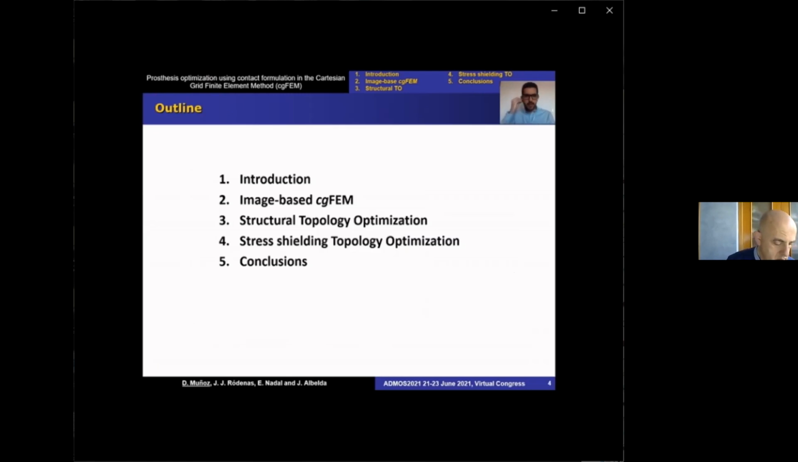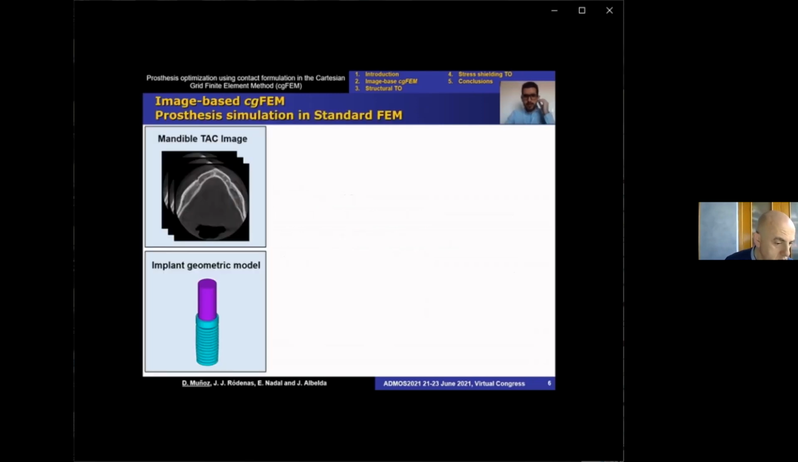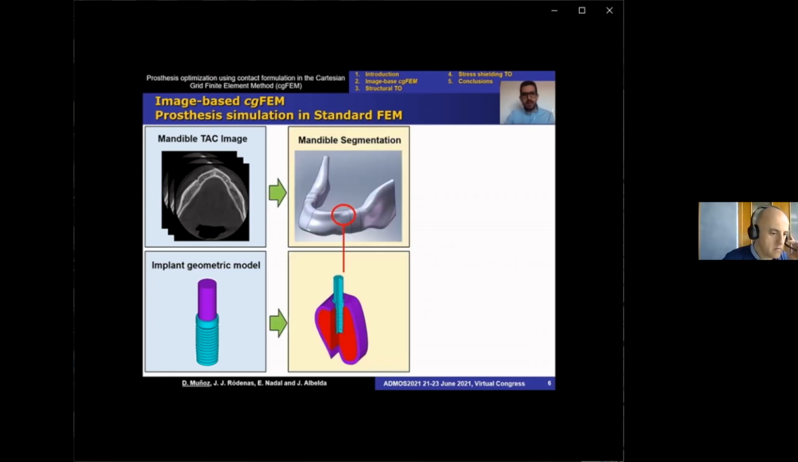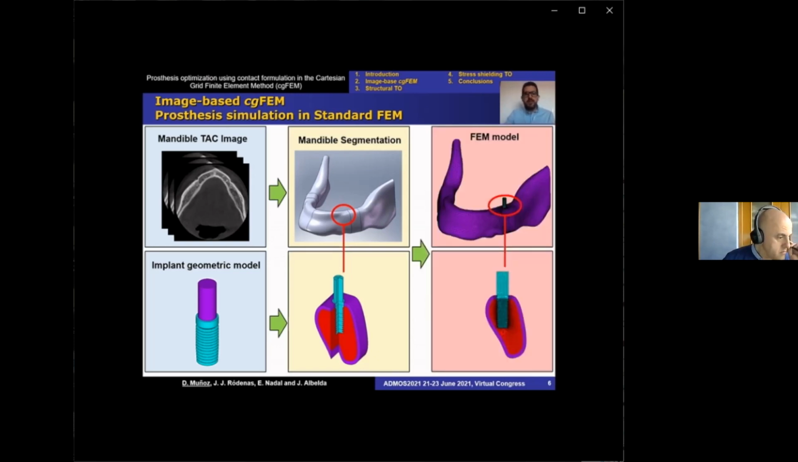The outline I'm going to follow. Let's begin with the image-based CGFEM. Simulating the process problem in a standard finite element method, the first step is to gather the information of the medical image of the bone and the geometric model of the implant. Then, the next step is to get a segmentation of the bone based on the medical image. And finally, you obtain the finite element model by means of the geometric models previously shown.